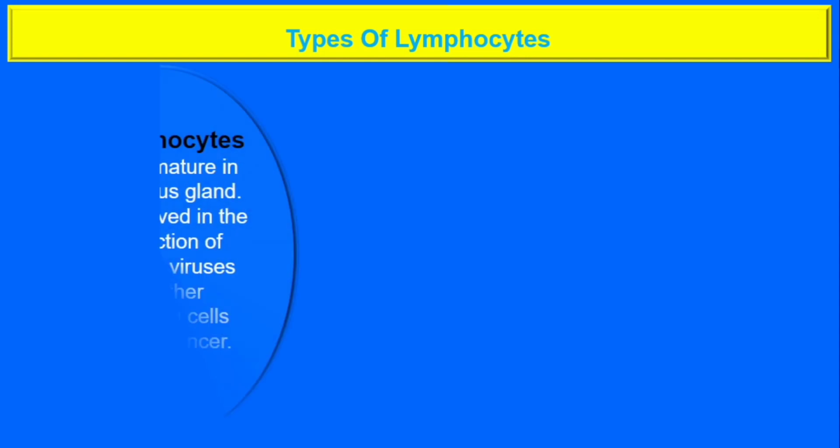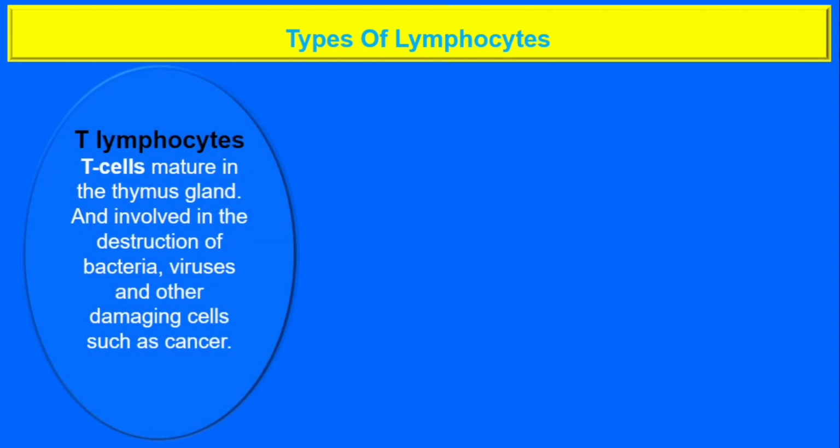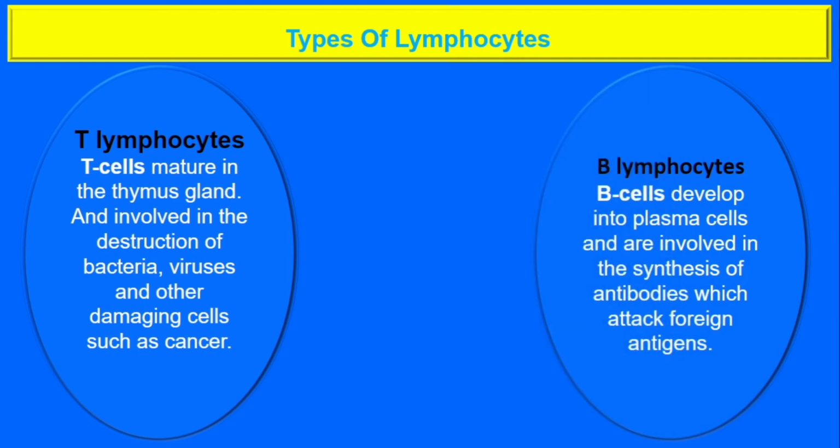Types of lymphocytes. Lymphocytes can be divided into two types. Number 1, T lymphocytes. T lymphocytes mature in the thymus gland and are involved in the destruction of bacteria, viruses, and other damaging cells such as cancer cells. Number 2, B lymphocytes. B lymphocytes develop into plasma cells and are involved in the synthesis of antibodies which attack the foreign bodies.